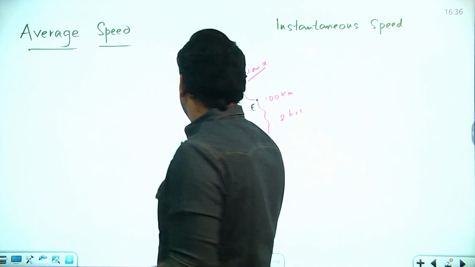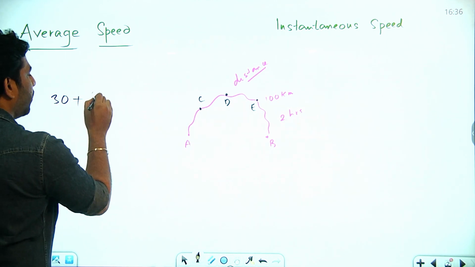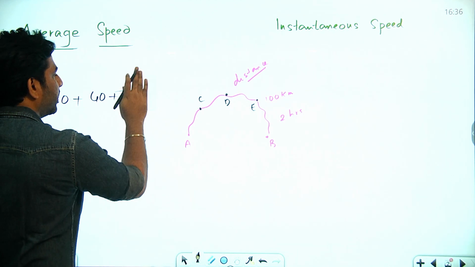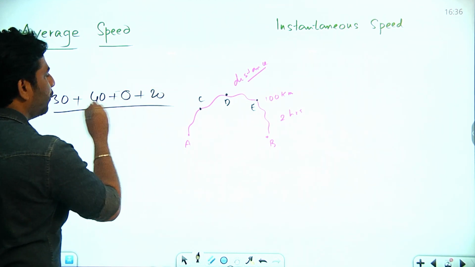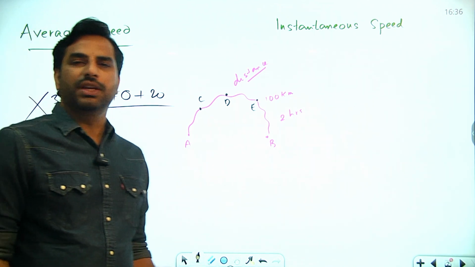See, you cannot take it like, at point A he has got 30 kmph, at point C he has got 40 kmph, then at D he has got 0 because he is not moving, he stopped for a while, and at E again 20. There are 4 values, but you are not supposed to do this. This is not the meaning of average.